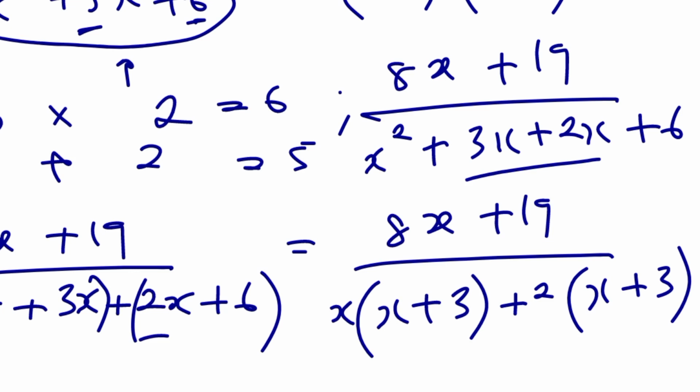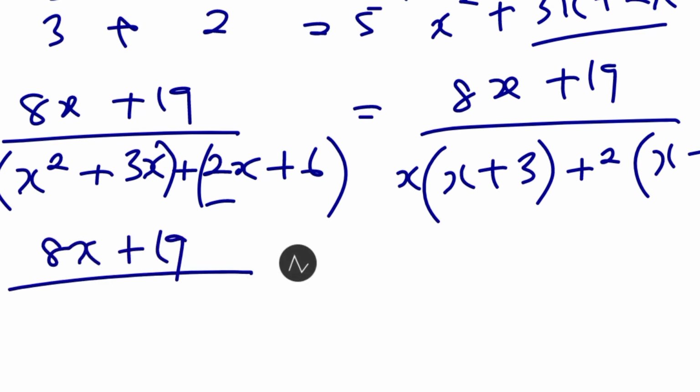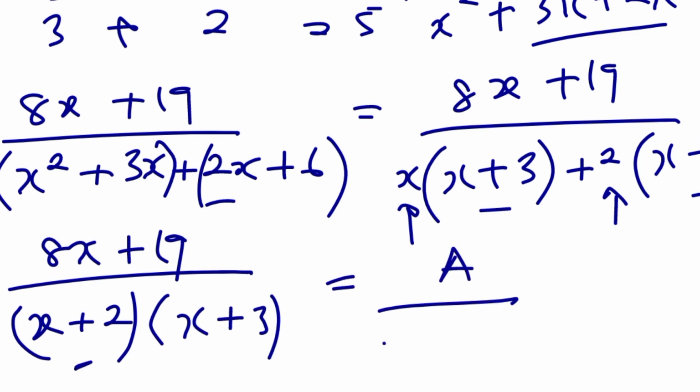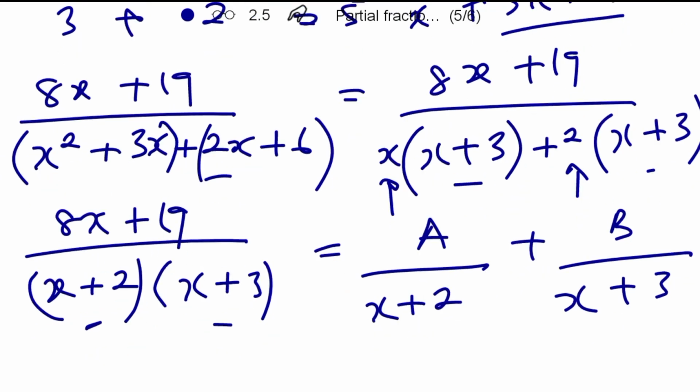So what we need to do next is say 8x plus 19 divided by the factorized value, which is x plus 2 and x plus 3. Now, once we get something like this, we can apply the partial fraction: a constant A divided by one of these brackets, x plus 2, and another constant B over the other bracket, x plus 3. So you see, we are decomposing the problem now.